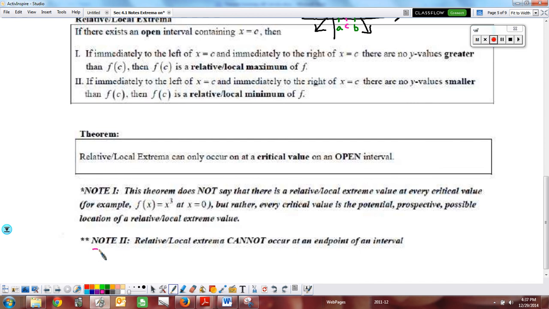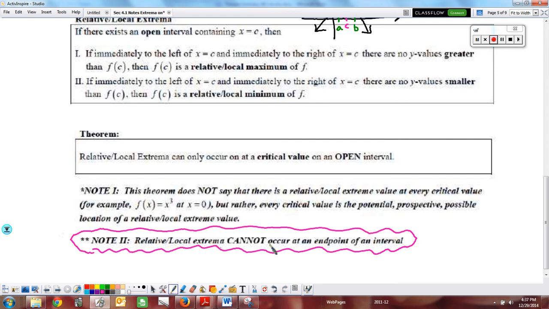And so that's just a definition, pretty straightforward. Then again, that second note is that they cannot occur at the endpoint of the interval. There are some gray areas with that. There are some textbooks that may consider the endpoint to be local as well as maybe a global one, but in AP Calculus world, the endpoints cannot be local extrema. They can only be global extrema.